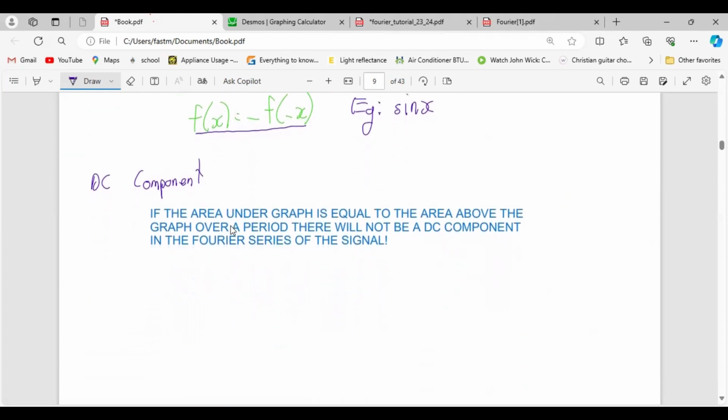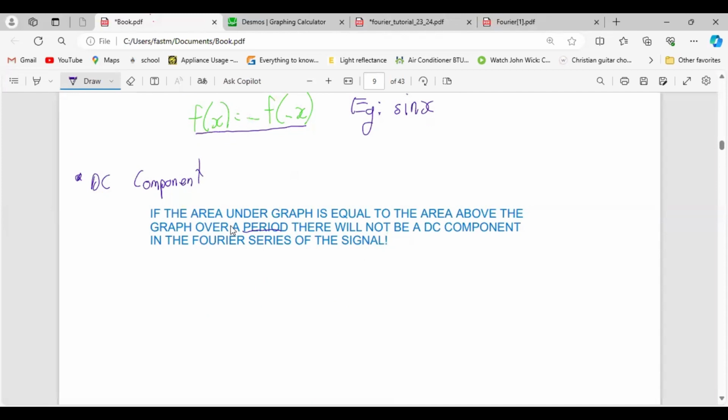And the last concept is the DC component. So it has one law. If the area under the graph is equal to the area above the graph over a period, right? There will not be a DC component in the Fourier series of the signal, right?